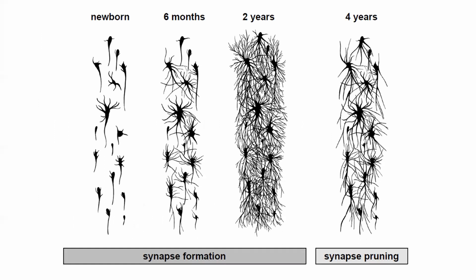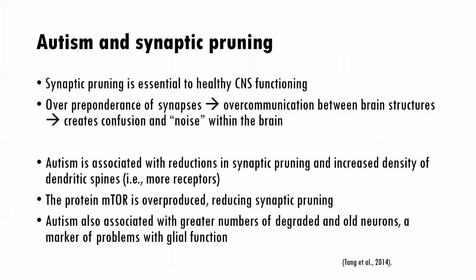So here is a graphic kind of depicting this. Look at the amount of neurons and synapses that a newborn has, and then at 6 months, and then at 2 years, and then at 4 years, right? There has been a pruning. So again, an overpreponderance of synapses leads to overcommunication between brain structures, which creates confusion and noise within the brain.